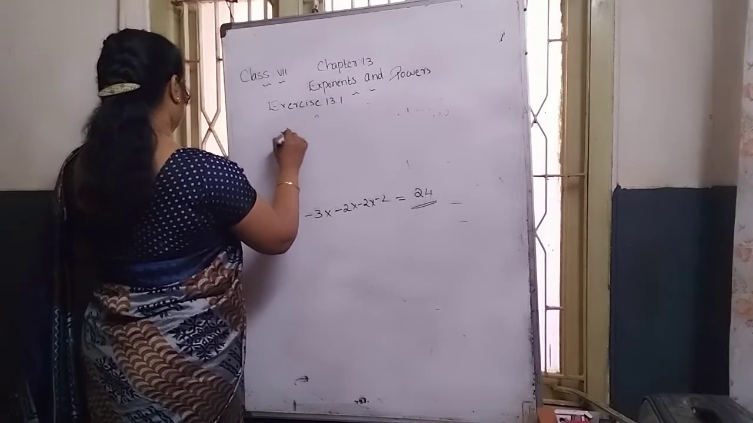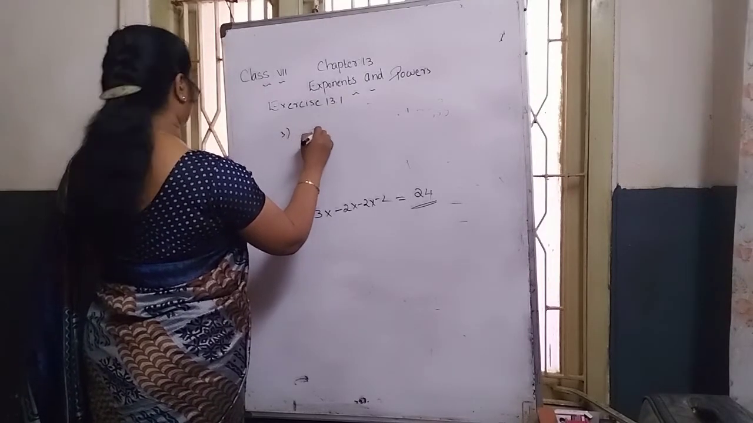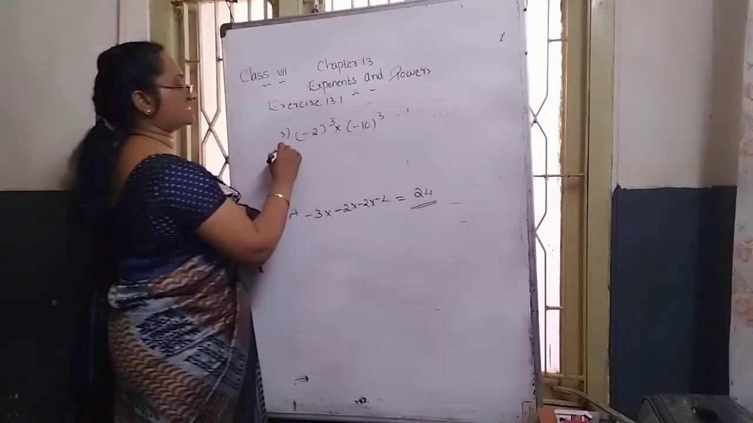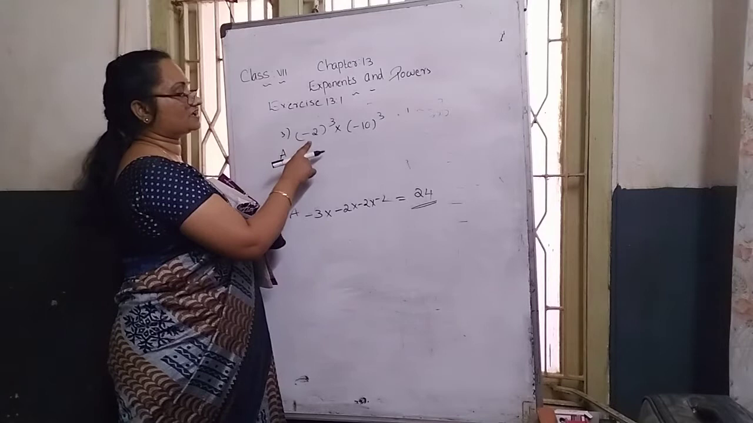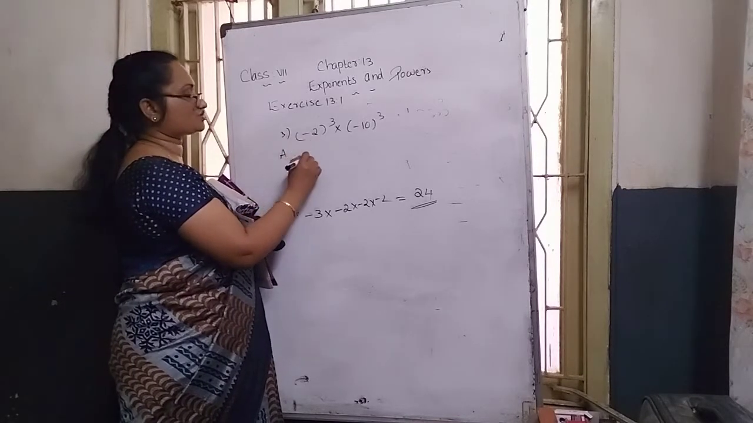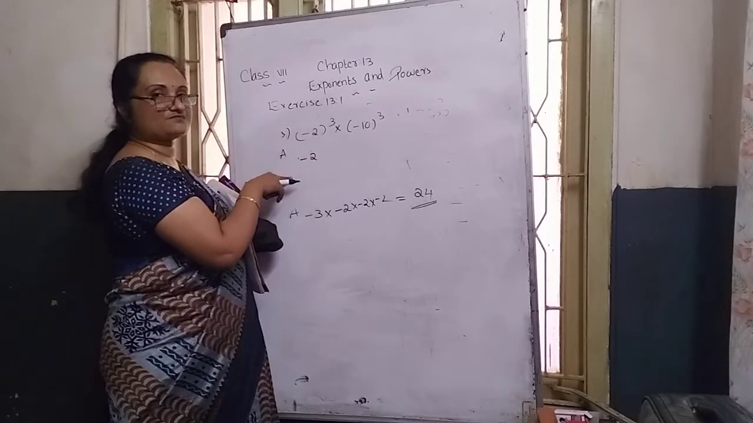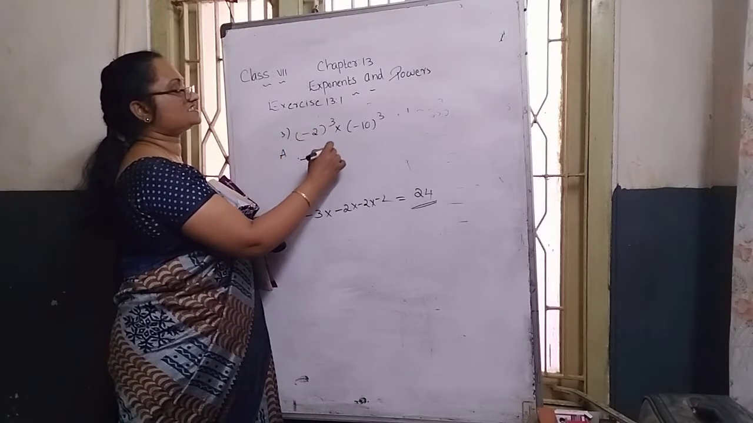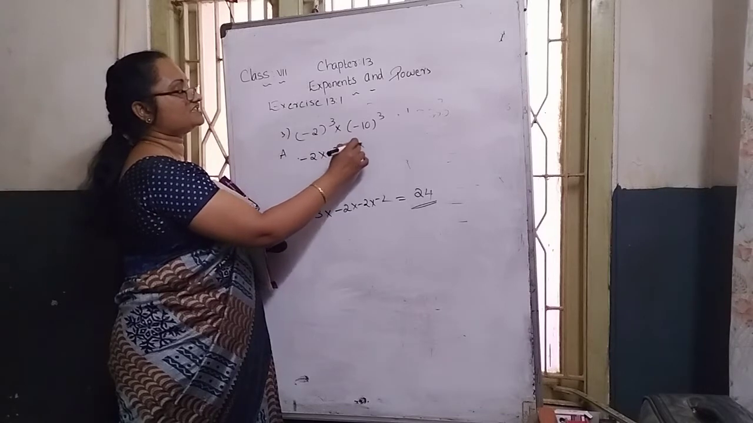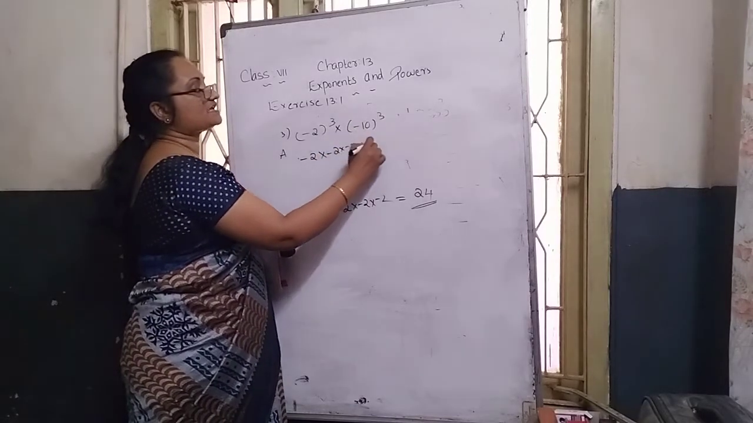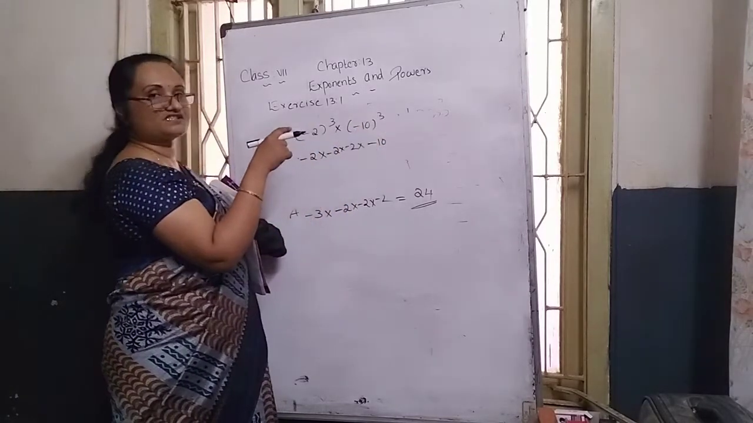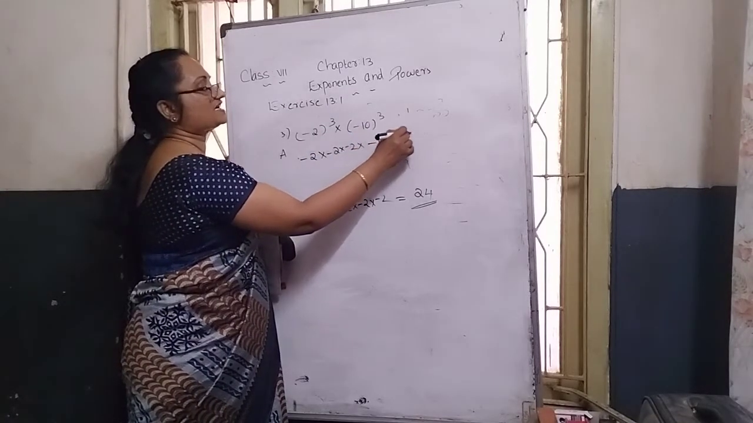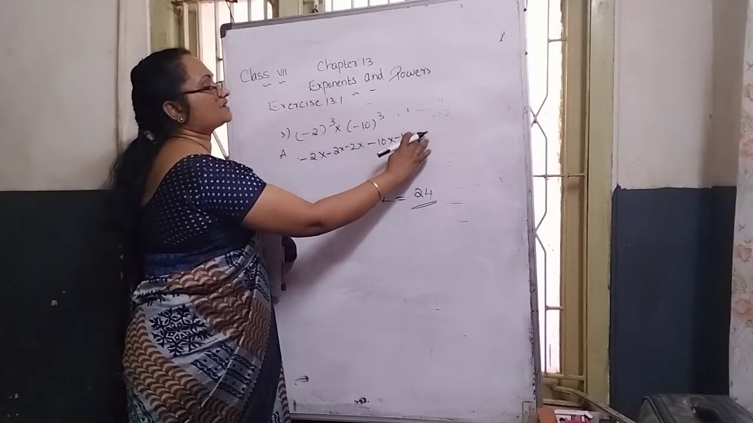Third question, it is given as minus 2 raised to 3 into minus 10 power 3. Next question, third question. That means here what is the base? Minus 2 is the base. How many times is it expanded, based on the power? The power is how much? 3 is the power. That means minus 2 is written 3 times and multiplied. Next base is minus 10. Here our power is how much? 3. Minus 10, how many times written and multiplied? 3 times minus 10 written and multiplied.